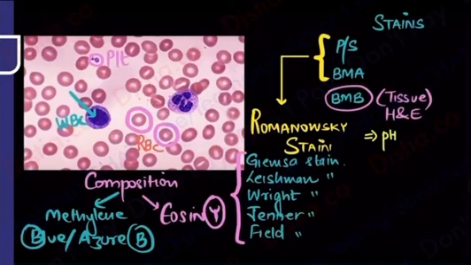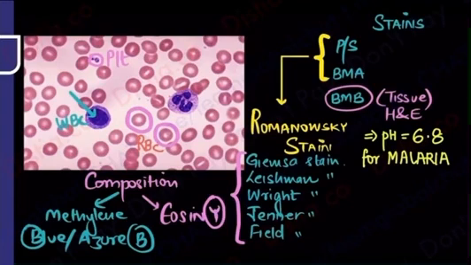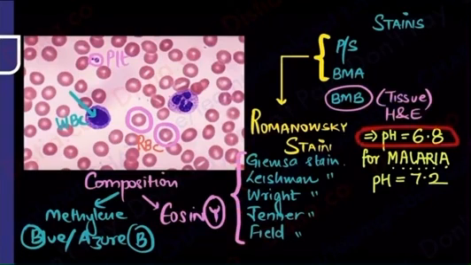The pH of the Romanovsky stain that is kept is at 6.8. However, for malaria, M-A-L-A-R-I-A, how many alphabets? 7. So you have to cross the pH 7. For malaria, you have to keep a pH of 7.2. That is how I have learnt it. So everywhere in hematology, whichever of these Romanovsky family members I'm using, I will keep a pH of 6.8. But if they say you want to do the diagnosis of Plasmodium vivax or falciparum or some kind of malaria, so malaria has 7 alphabets and I will have to cross the pH 7 for it, which is 7.2.